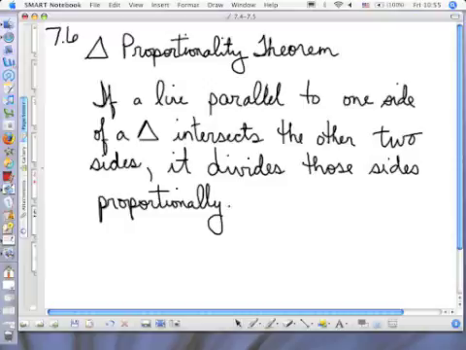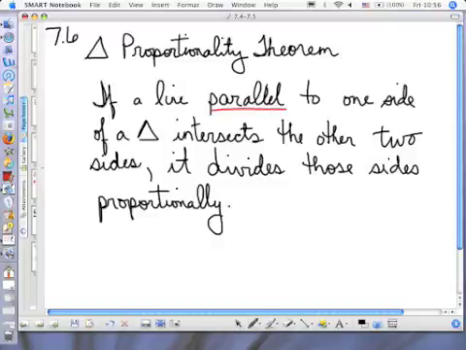And in this theorem, there is something that has to be true for it to apply. What needs to be true is that you have a line parallel to one side of the triangle. If that line is not parallel to that side of the triangle, then none of this is true. This is the triangle proportionality theorem.